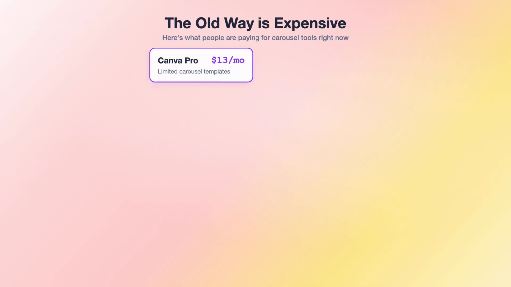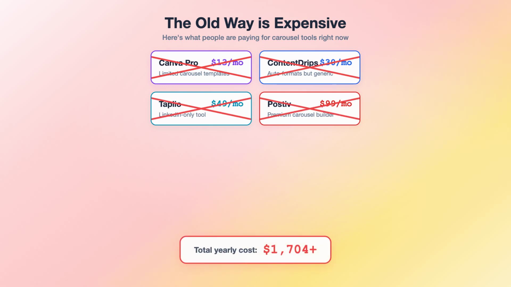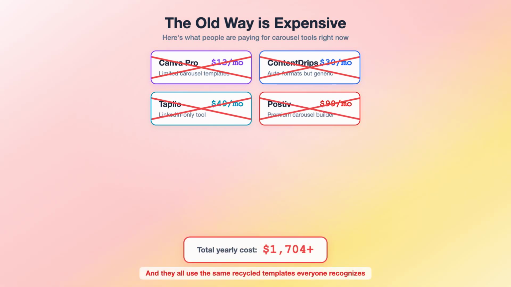The old way is expensive and slow. Canva Pro costs $13 a month. Content Drips 15 to 40 a month. Postive AI, $99 per seat. And they all give you the same recycled templates that everyone else is using. You spend 20 minutes tweaking fonts and colors instead of creating content. The result? Your carousel looks like every other carousel on the platform.